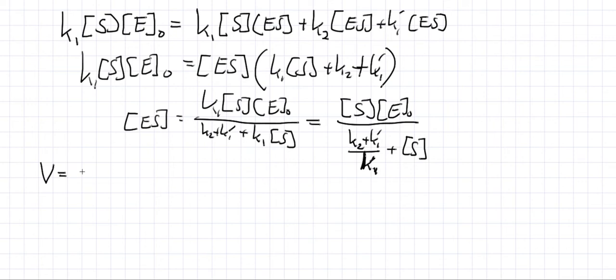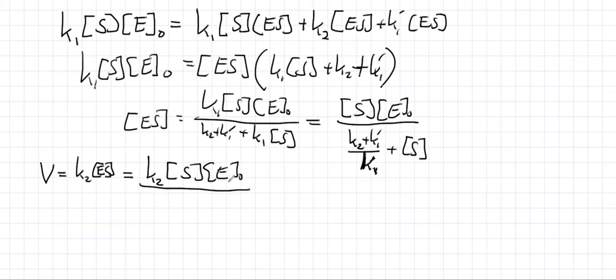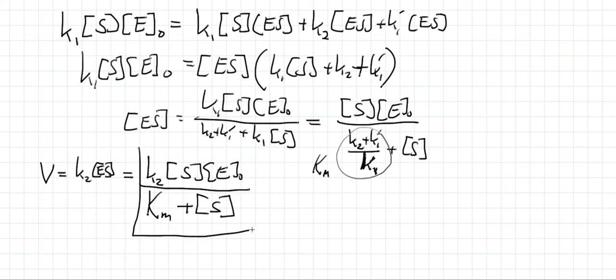Remember, the speed of the reaction is just going to be K2 times our enzyme substrate concentration. So it's K2 times this whole expression. So we end up with K2 times substrate times total concentration of enzyme all over, and we're going to call this whole collection of constants Km, big Km. So we have Km plus S, and this is the expression that you're used to for the Michaelis-Menten mechanism.